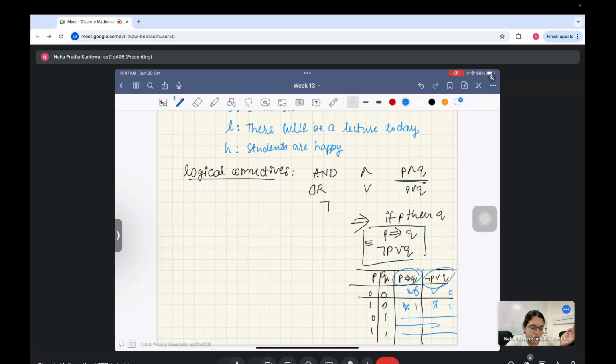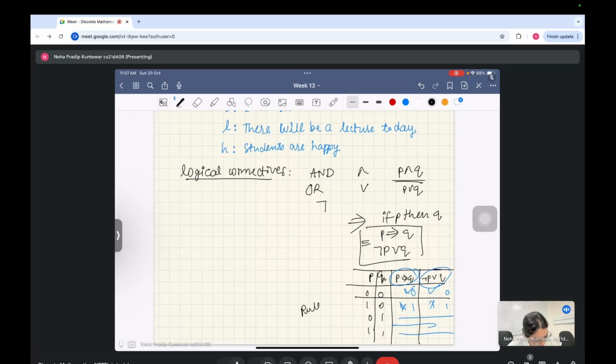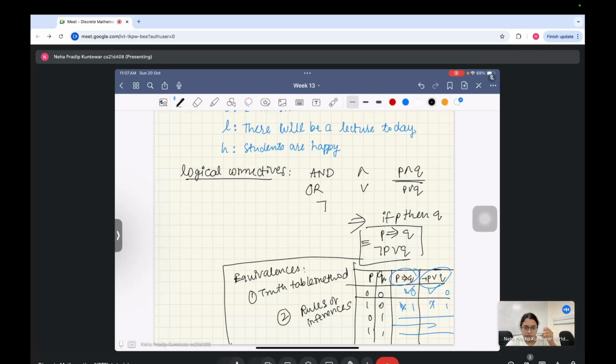This is just one way of showing that two logical statements are equivalent. We also saw some rules of inference that will make your life easier to show that two statements are equivalent. I'll not get into the details, but I just want to quickly recall. One is the truth table method and the other is the rules of inference. I'll leave it at that. I just wanted to refresh the concepts by recalling them.